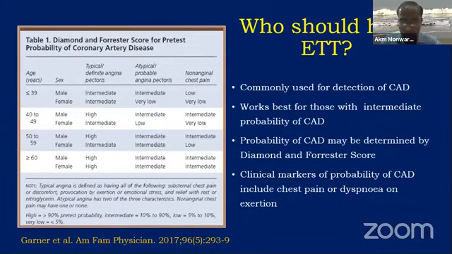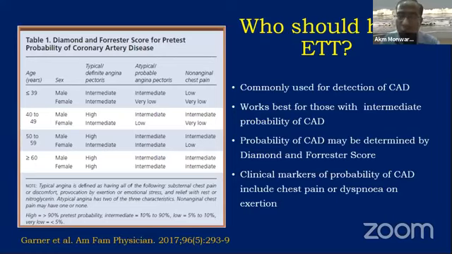Who should have ETT? The basic principle is that every test should be used for a specific indication, targeting a specific population. Every test is not an all-rounder, so judicious use of the test is a must. For ETT, one of the main purposes is to diagnose coronary artery disease, as I have already mentioned. For this diagnosis, the test works most conveniently if we apply it to patients having intermediate probability of coronary artery disease.